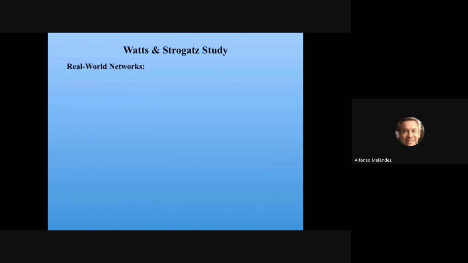Here's the idea. Watts and Strogatz looked at 3 kinds of real-world networks. A network of film actors, where the nodes were individual actors and 2 nodes were linked if the 2 actors appeared in the same movie.